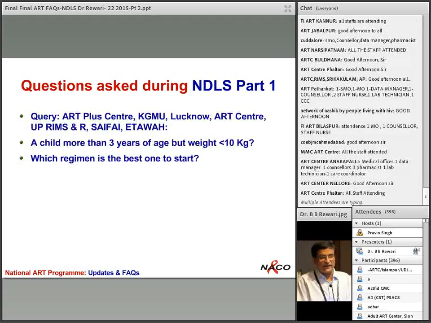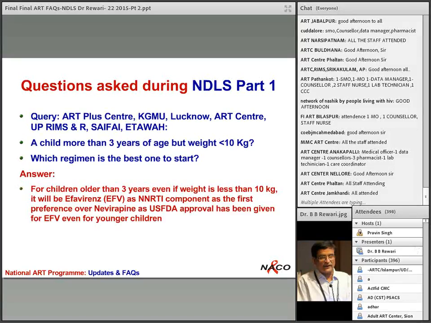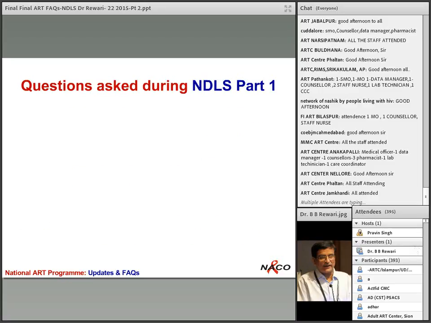Another question, which came from Lucknow, was again about a child more than 3 years but with weight less than 10 kg. I have given this in the guideline just now: if children are older than 3 years, even if weight is less than 10 kg, Efavirenz is the component to be used, but if they are less than 3 years, it is lopinavir ritonavir.